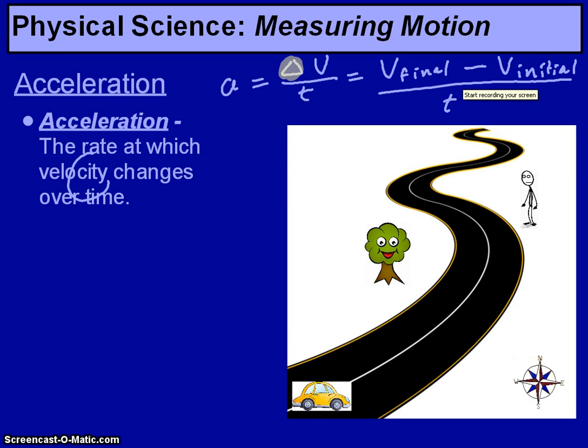Okay, so the units for acceleration are going to be meters per second squared. Whereas velocity was meters per second, since acceleration is equal to the velocity divided by time, then it's going to be meters per second squared, and that's our common unit.